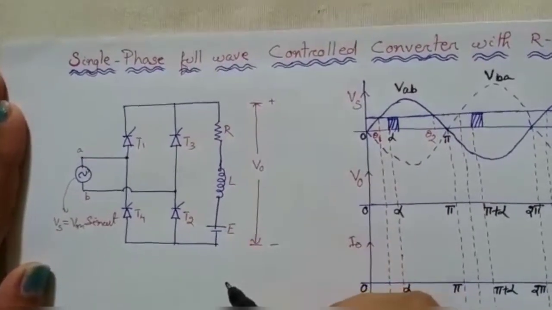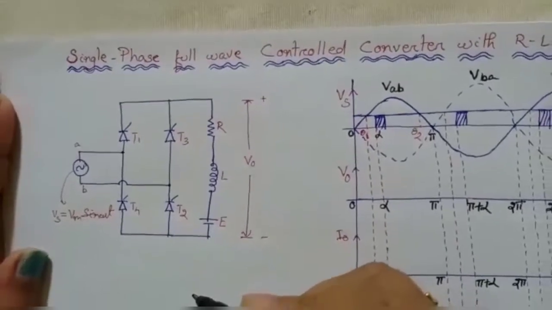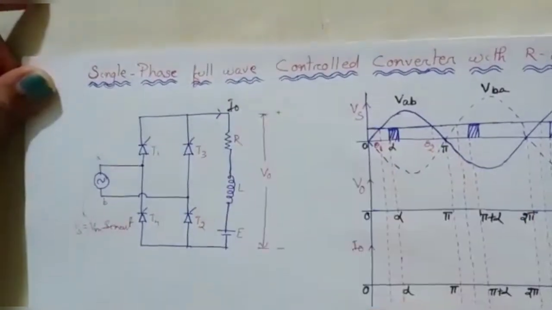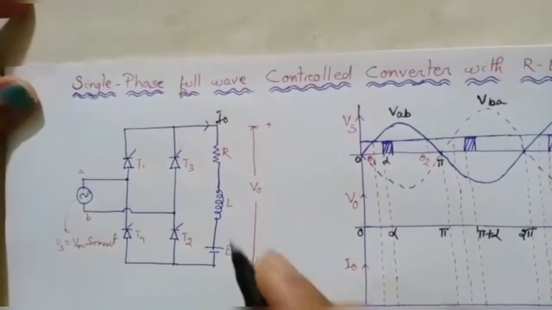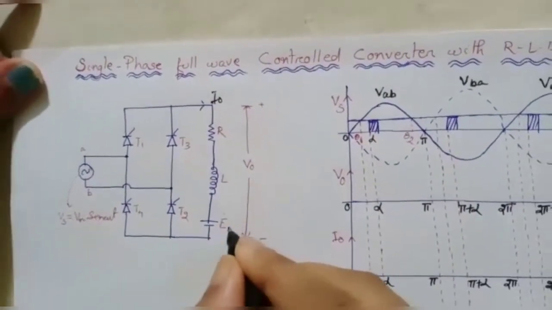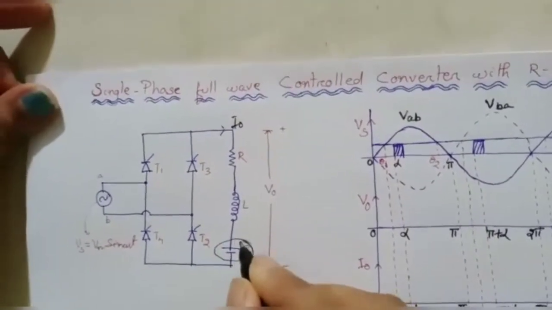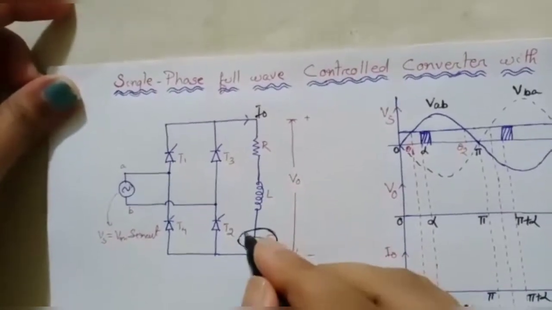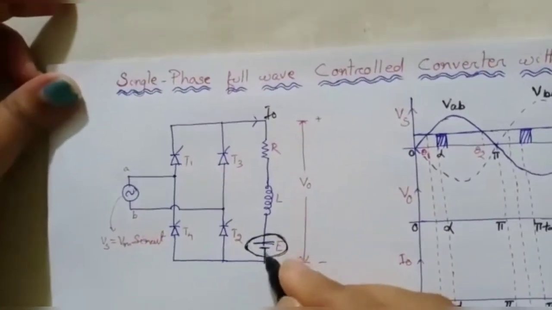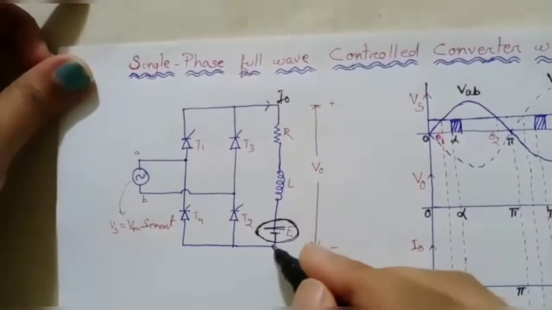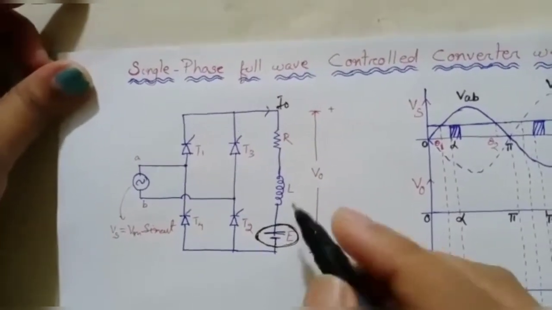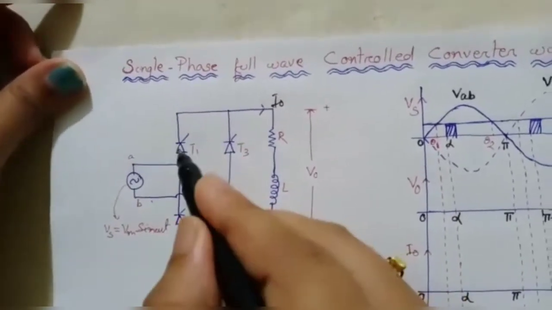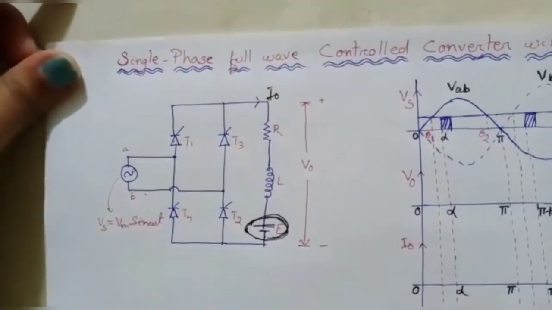We need to draw the waveforms of output voltage, output current, and voltage across the devices. The extra thing here is that we have one DC source in the load. In the previous video we had only RL load, and here we additionally have a constant DC source in the load. We have to keep in mind that if E is greater than Vs, the thyristors will not turn on.